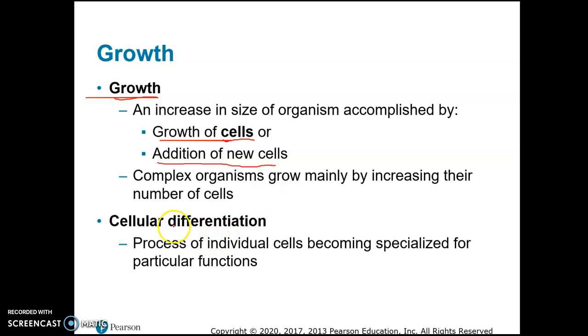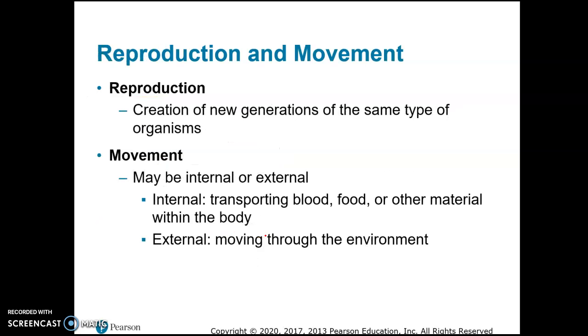Our cells can also differentiate or specialize. One of our first chapters, once we get past the review chapters, is on tissues or histology, and we're going to talk about the different cells that form the tissues of our bodies. We have muscle cells that are specialized to contract, and nerve cells that are specialized to conduct. So the cells becoming different or specialized is also a part of growth.